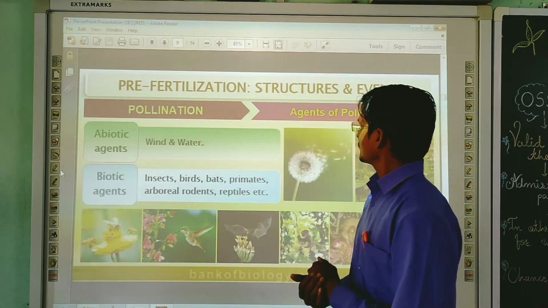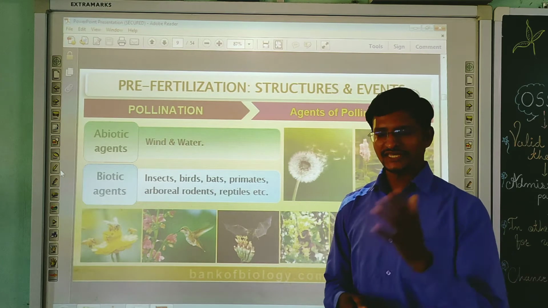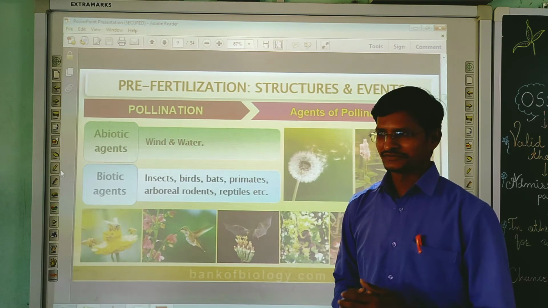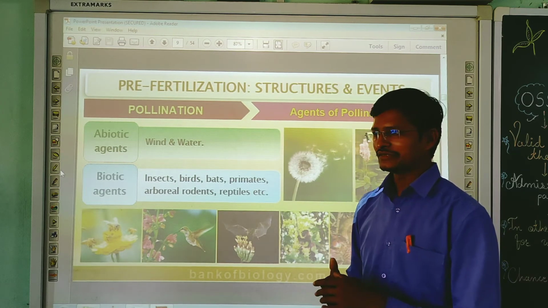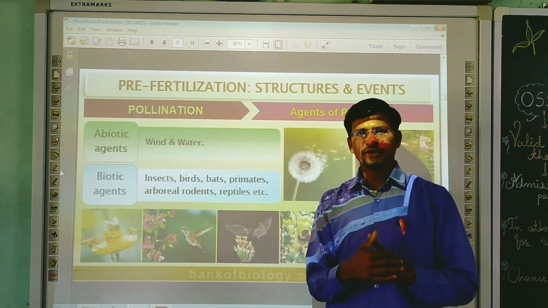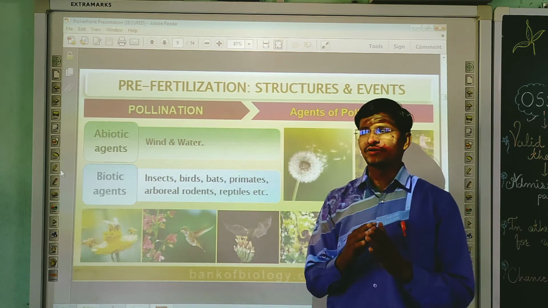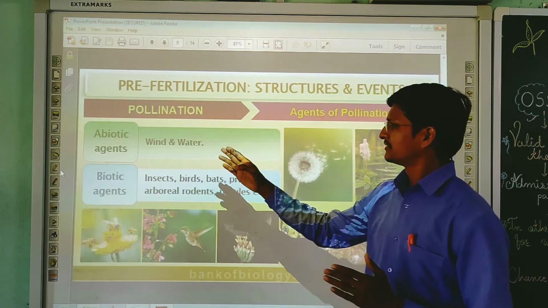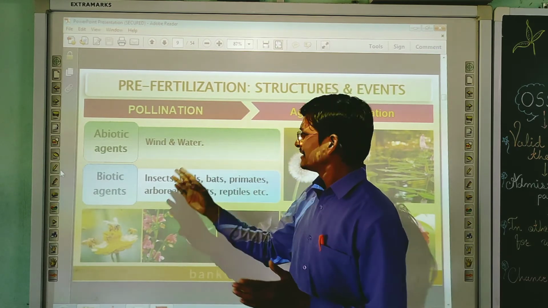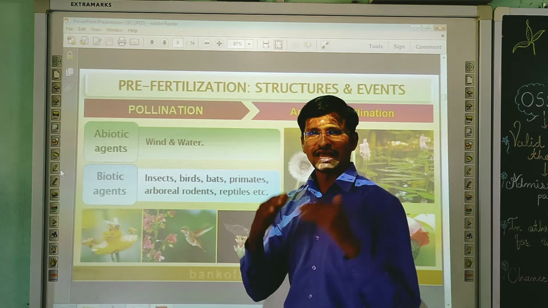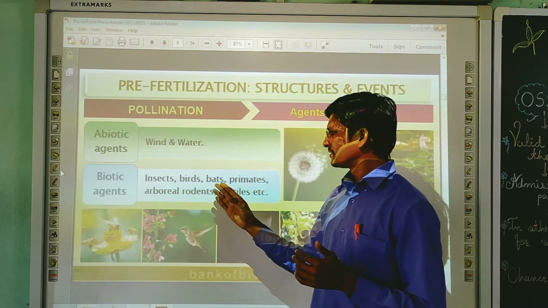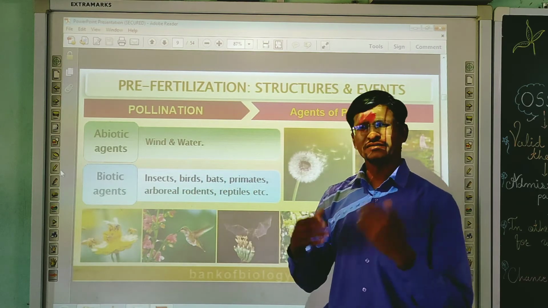Now the agents of pollination. I think I have to remind you, in 4th standard the agents of pollination were there, in the chapter on germination. In the dispersal of plants, we remember two kinds of agents were there, biotic agents and abiotic agents. Biotic agents are mostly living things: insects, birds, bats, primates, arboreal animals, rodents, reptiles, and many more, even humans also.